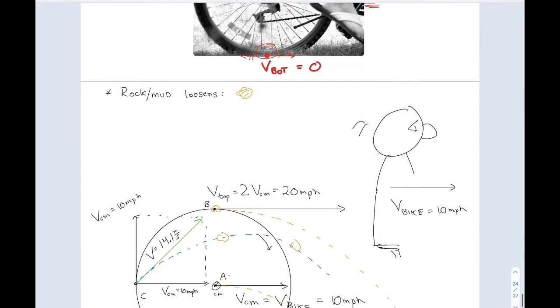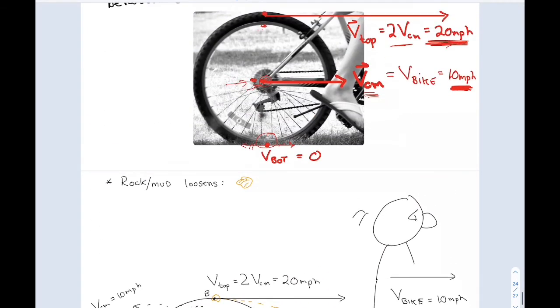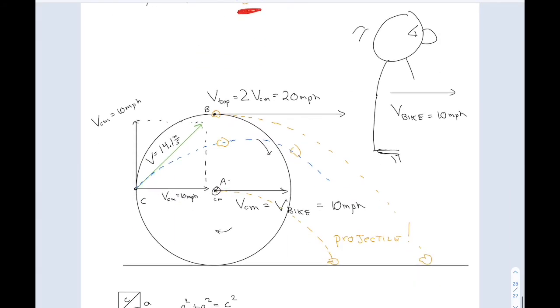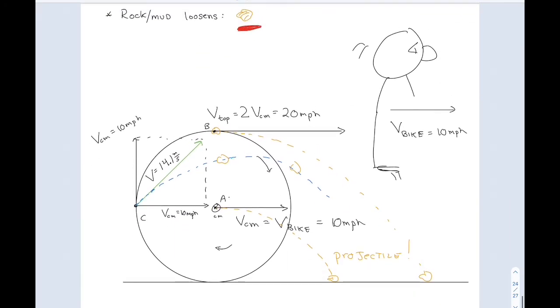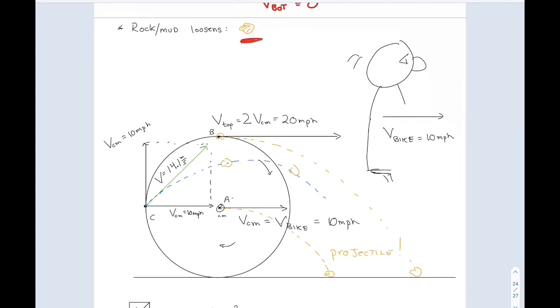Again, if I look at the wheel, imagine if I had a chunk of mud stuck to the wheel at different places. So here's the person on the bike. I didn't draw the metal attaching the axle to the seat. So let's say the bike's moving to the right at 10 miles an hour. The person's moving to the right at 10 miles an hour. The seat is moving to the right 10 miles per hour.